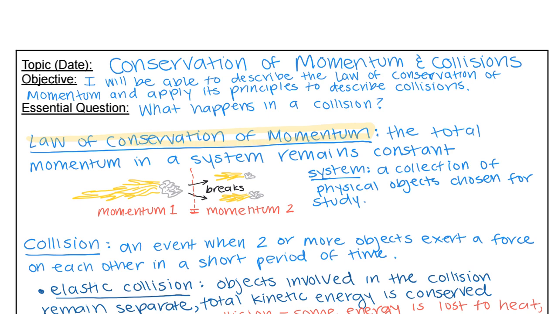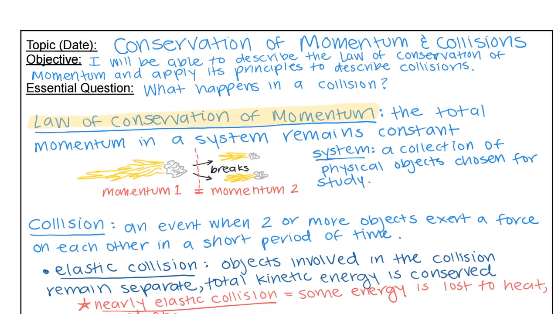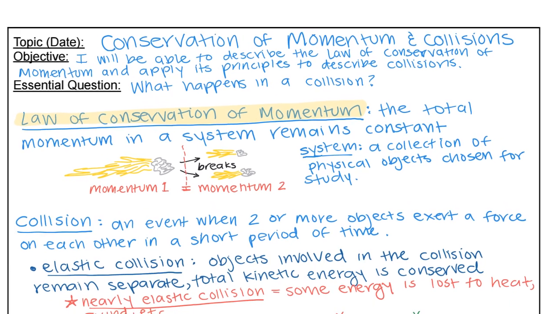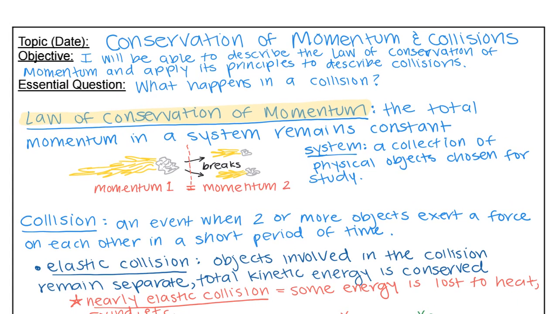Now we know from our physics classes that a scientific law is a rule that nature must obey. It basically describes this is the way things are. There is not much we can change about it. Again, scientific laws are based off of millions and millions of experiments and observations. So the law of conservation of momentum states that the total momentum in a system remains constant.